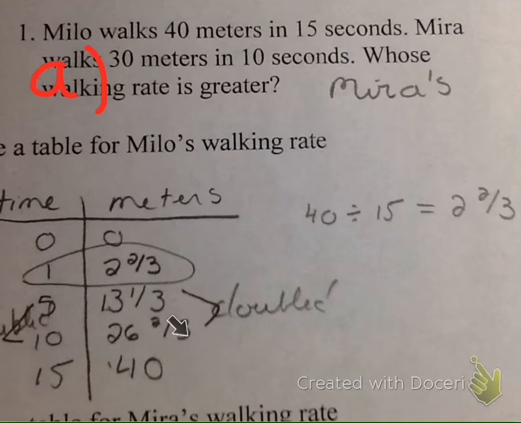And then I just wanted to show you quickly, because this is part of what we've been working on. I know this is proportional because it starts at 0, 0, but look how here 5 doubled is 10, and here 13 1/3 doubled is 26 2/3. So I know that this is proportional because when one doubles, the other doubles, and 5 over 13 1/3 is equivalent to 10 over 26 2/3.